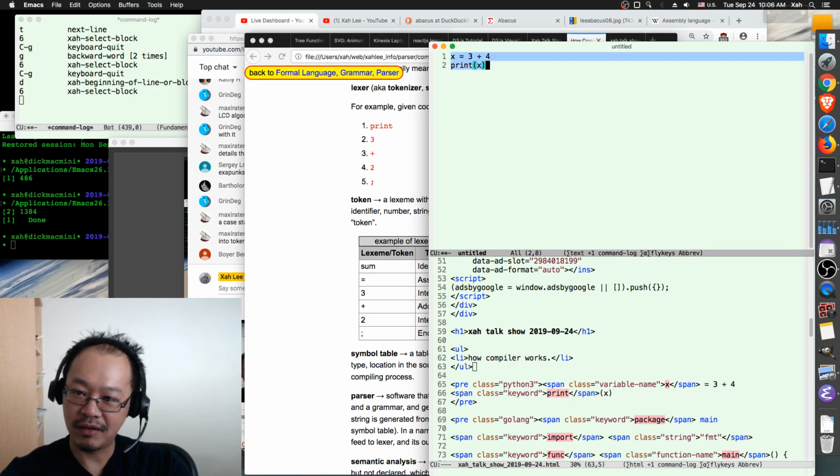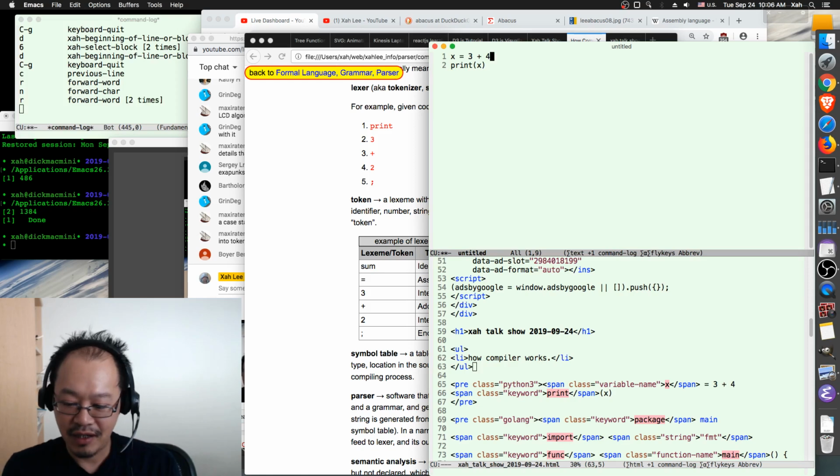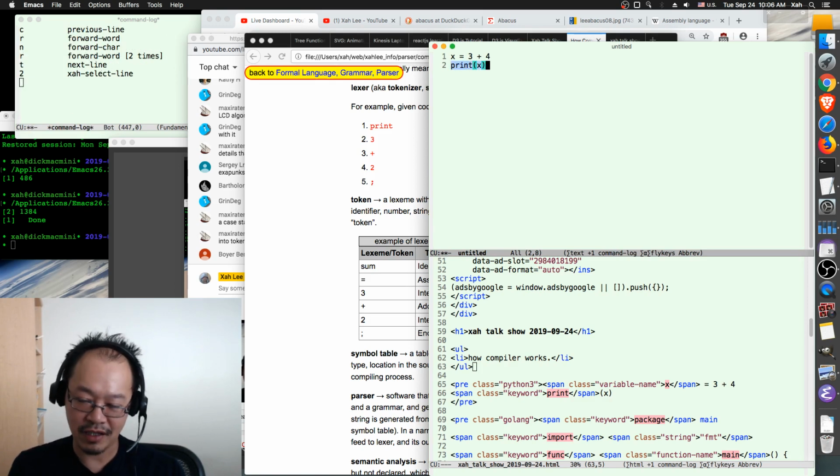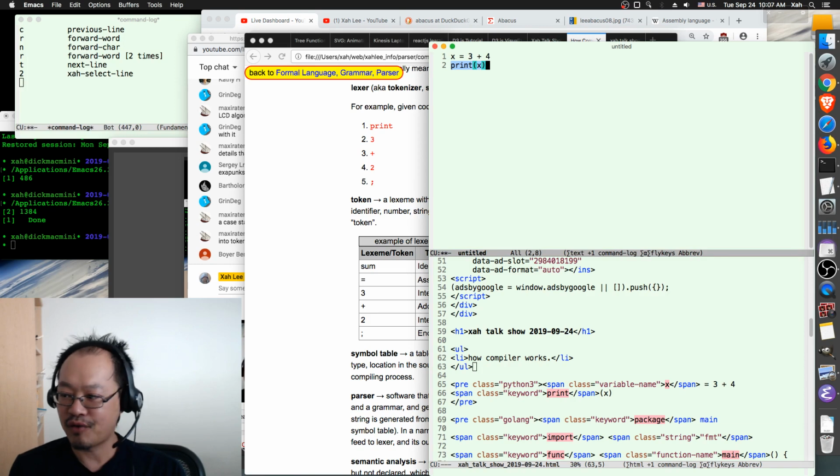Imagine we have a Python code right here. It looks very simple to us: x equals 3 plus 4. You cannot be simpler. Then you say print, parentheses, something. But the thing is, you have to explain this to a machine. So that is a grammar.